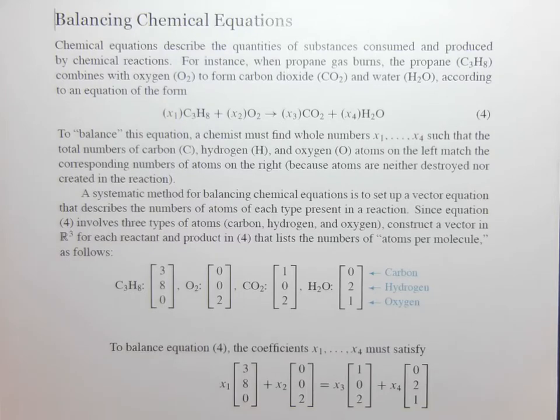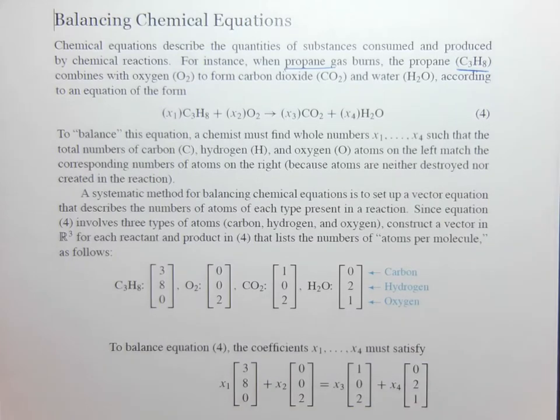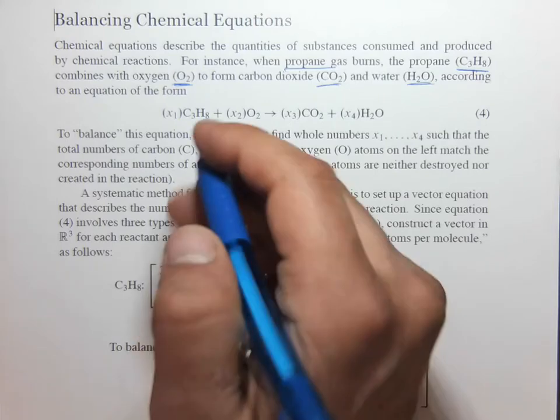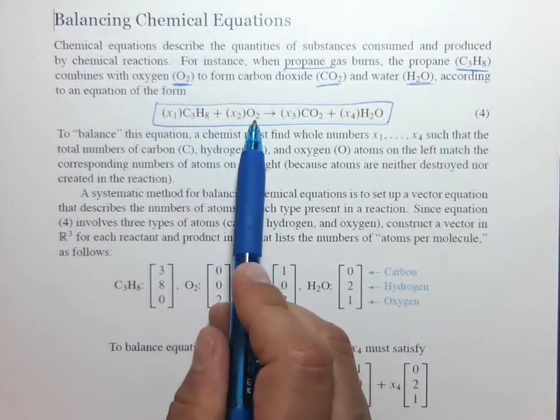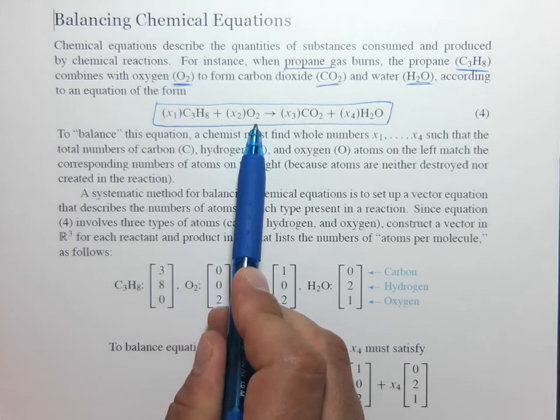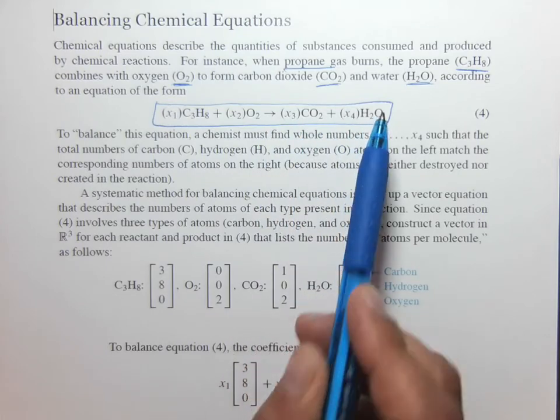This is a situation where we're talking about burning propane. We have propane gas, which is represented by C3H8. When you burn propane, think about lighting your propane grill, the propane combines with oxygen, O2, to form carbon dioxide and water. That's the byproduct of burning propane. That can be represented by this balanced chemical equation. Here is propane and oxygen mixing together when you burn propane, and what's produced, which is the arrow here, is some amount of carbon dioxide and water.